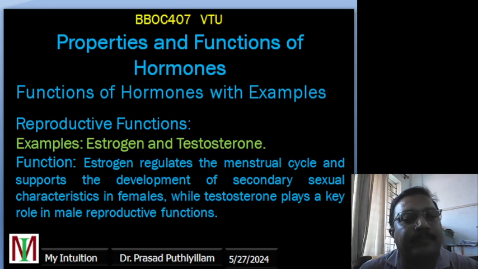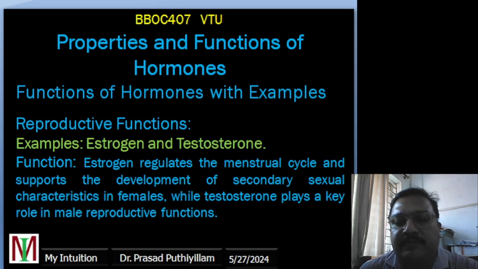Testosterone is primarily produced by the testes in males, which is responsible for the development of the male secondary sexual characteristics such as facial hair and the deeper voice. They also play a key role in the production of sperm.